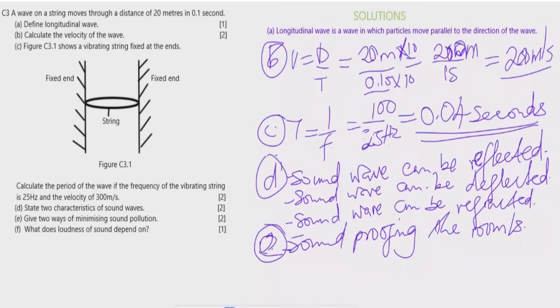Okay, the other point is using double glazed windows. This is the other point. There are many ways of minimizing sound pollution, so I'll give you 3 since there are many. Let me give you the extra one.